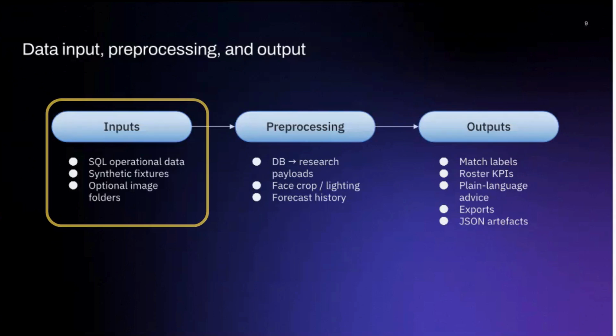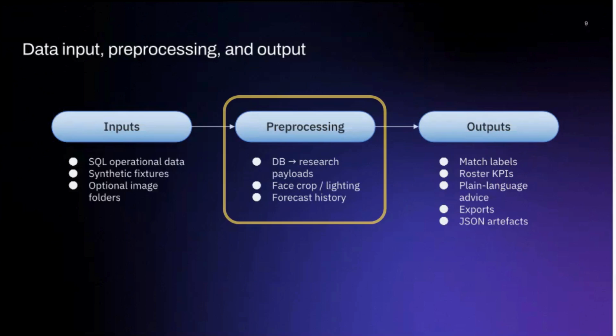Then pre-processing. On the server side, database records are mapped into validated research payloads before FastAPI is called. For attendance images, faces are detected, cropped, and lighting can be normalized before embedding. For forecasting absenteeism, history windows are prepared, so the chosen forecast engine receives a consistent series.